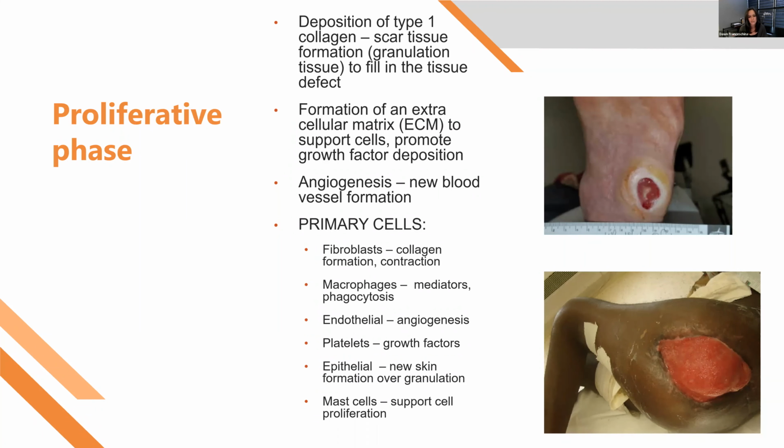The macrophages are involved as mediators of this proliferative phase, and they're involved again with that phagocytosis, or the ingestion of bacteria and debris. The endothelial cells are ones that are involved with angiogenesis, so that new blood vessel that's forming in that tissue is because the endothelial cells are active in doing that work. Platelets are helping to deposit growth factors in this phase.